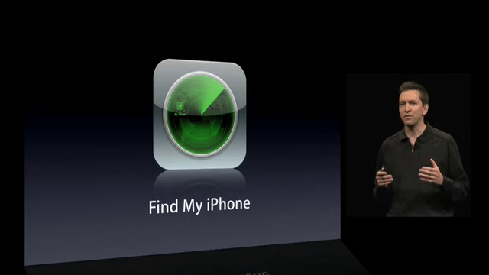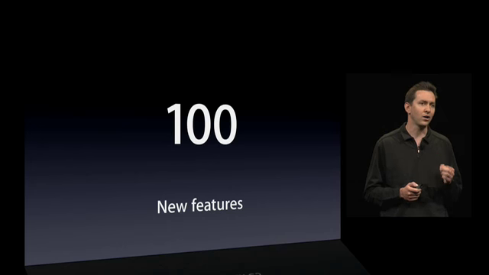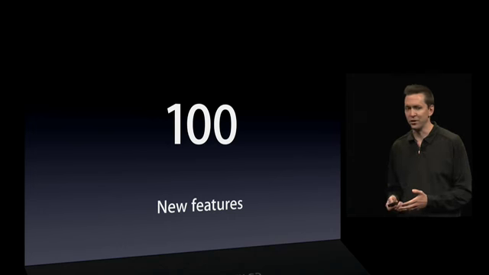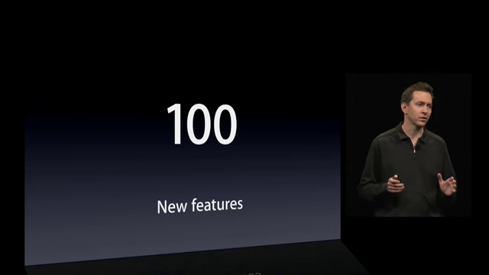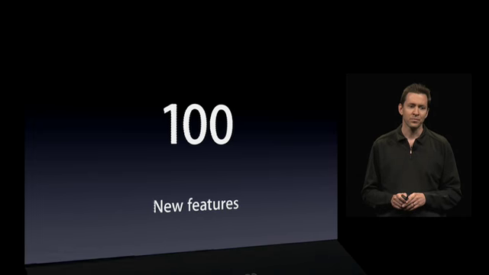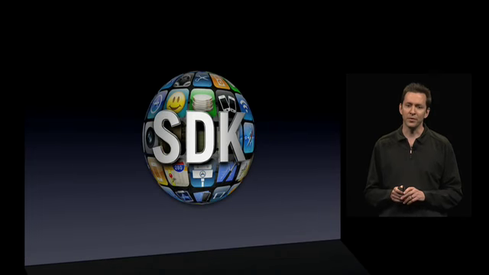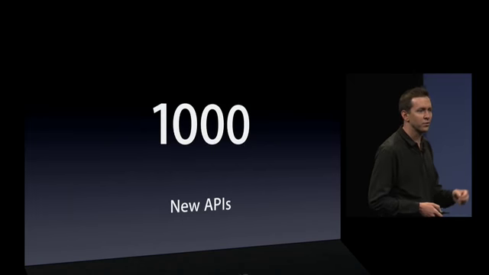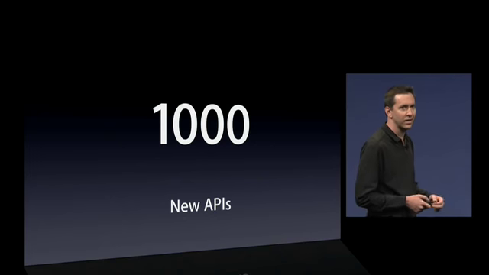And again, these are only a few of the more than 100 new features that make up iPhone OS 3.0. It is an incredible consumer release. It is also a phenomenal developer release. The SDK that comes with 3.0 brings with it more than 1,000 new APIs.